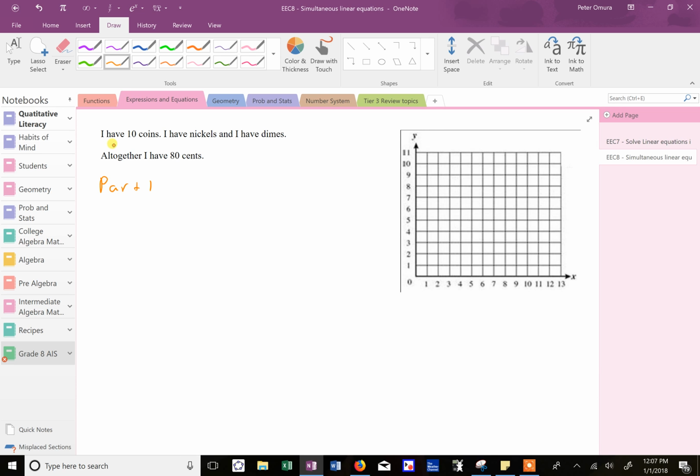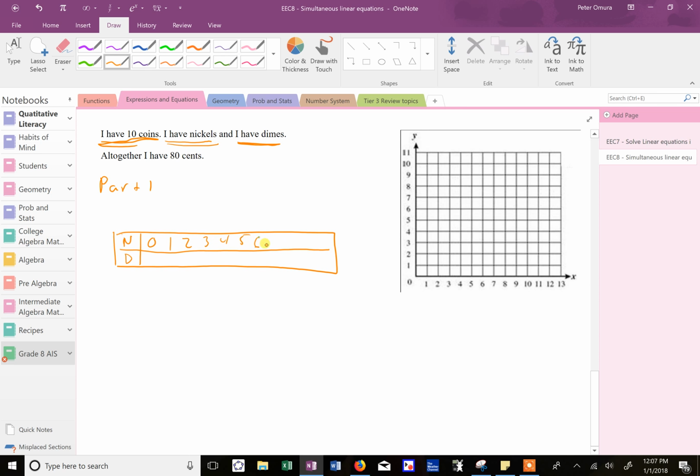So here we go. I have 10 coins, and I have nickels, and I have dimes. The first thing I'm going to do is make a little table, and I'm going to say nickels and dimes, and put down all the possible combinations I have. Well, I could have 0 nickels, 1, 2, 3, 4, 5, 6, 7, 8, 9, or 10.